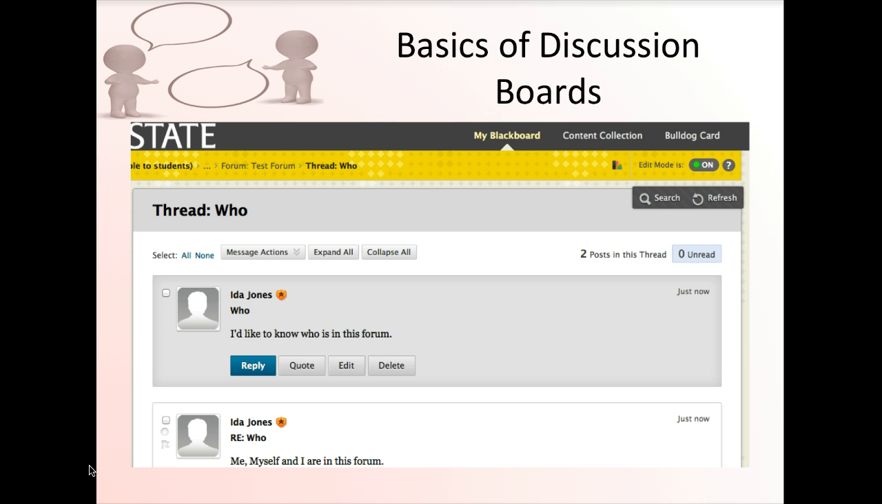So what I have on this page is a diagram that's the basics of a discussion board. This is what a discussion board will look like in our classes. Now, if you've already done the Blackboard orientation, you've already seen this, but even if you have, this is a refresher. The board is divided into different forums or topics. So you'll see at the top, this is a test forum that I created just for this video, and that red arrow is pointing to the words test forum at the top.